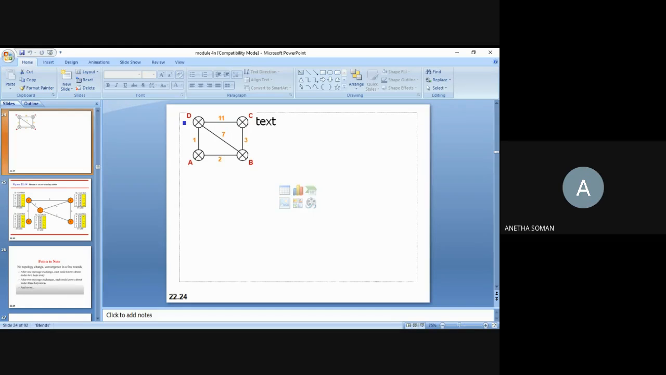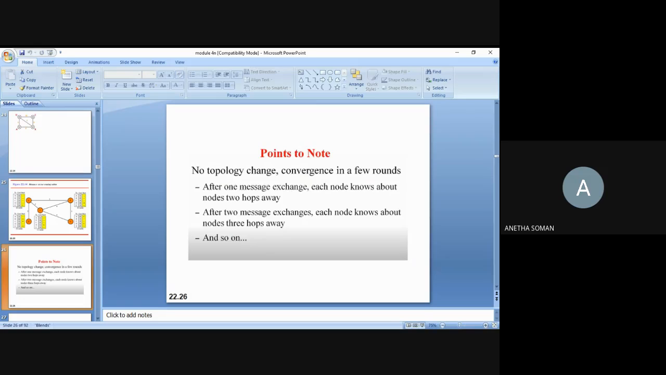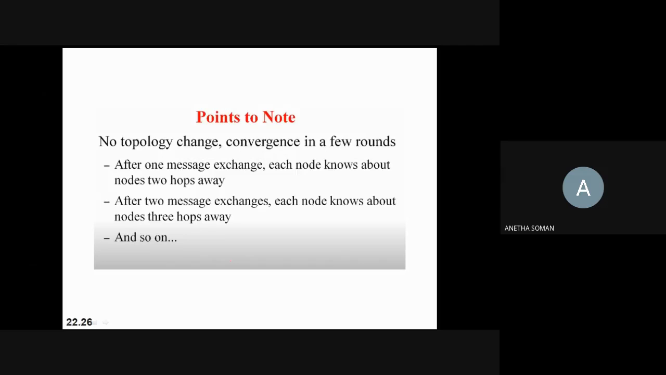Okay. Now, when you are considering this distance vector algorithm, the routing table is converged in a few rounds. You have to see, maybe it will be converging in the second step or in the third step. Two times you have to find out the routing table, and it will be converging in a few rounds if there is no topology change. Now, after one message exchange, each node knows about the nodes 2 hops away.